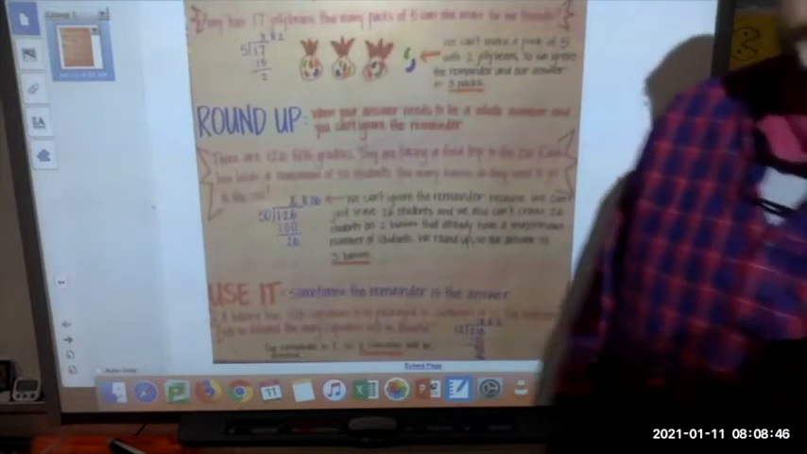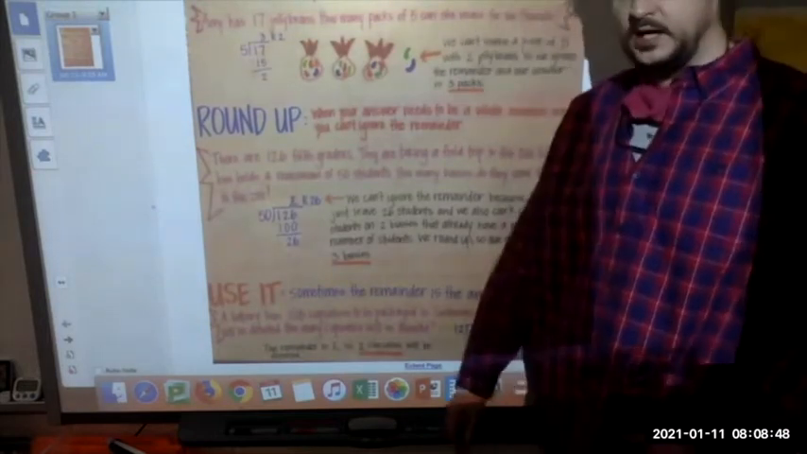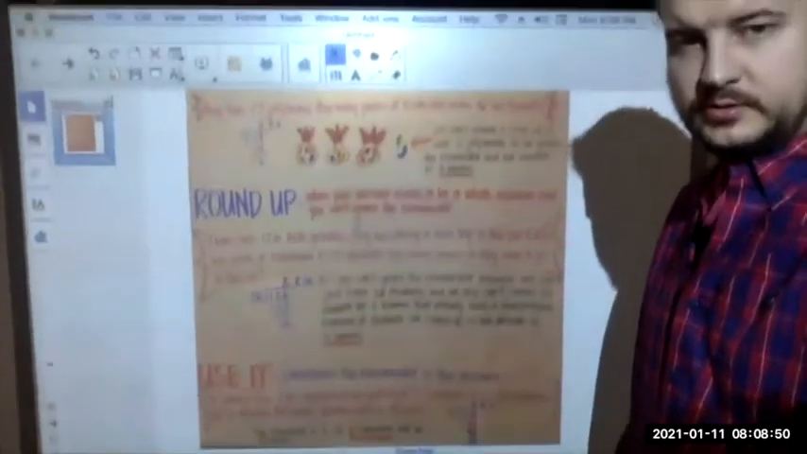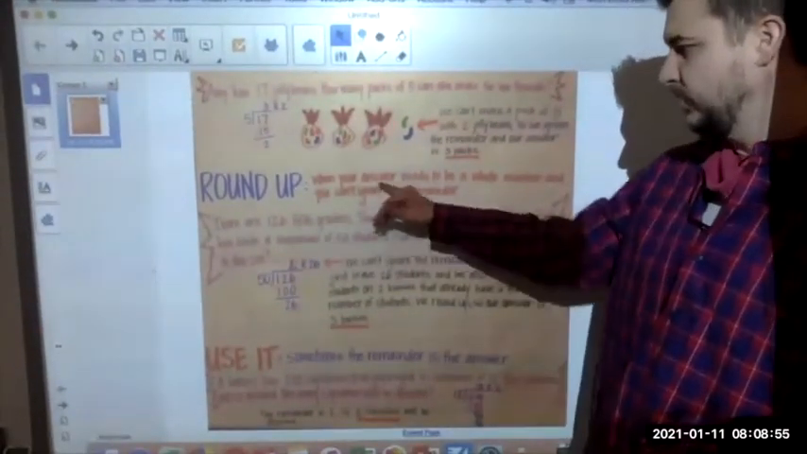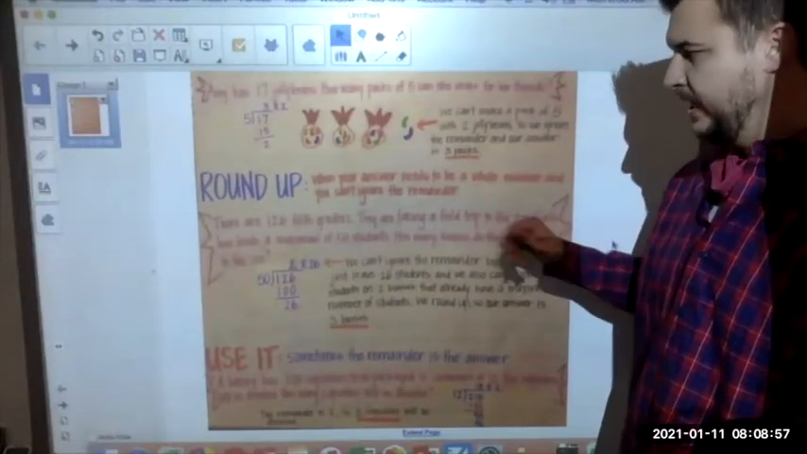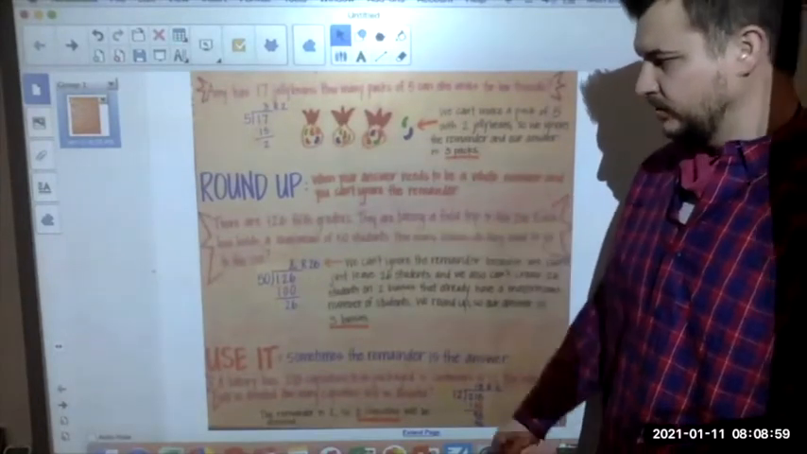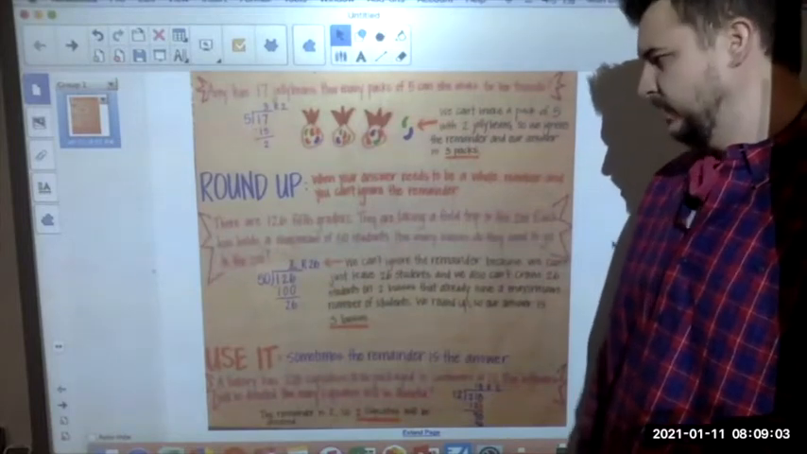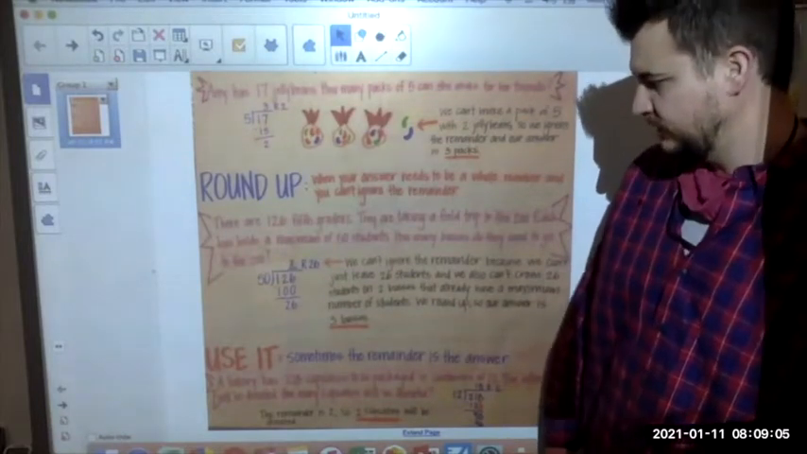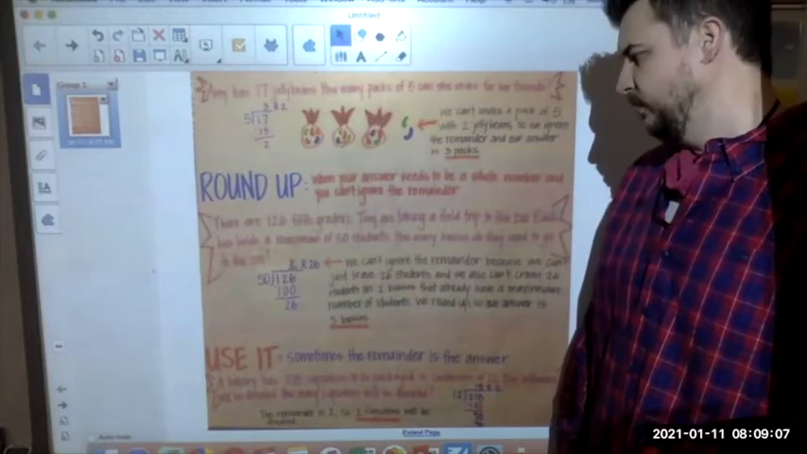All right, the next part is rounding up. So we've learned about rounding. It's when you don't go to an exact number. When your answer needs to be a whole number and you can't ignore the remainder. So there's 126 fifth graders. They are taking a field trip to the zoo. Each bus holds a maximum of 50 students. How many buses will need to go to the zoo?